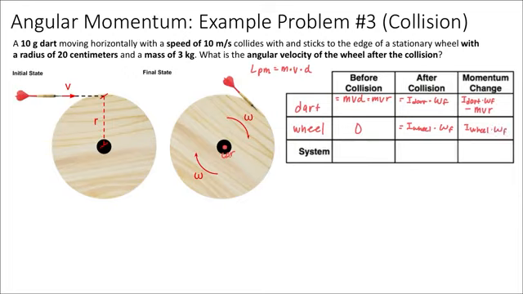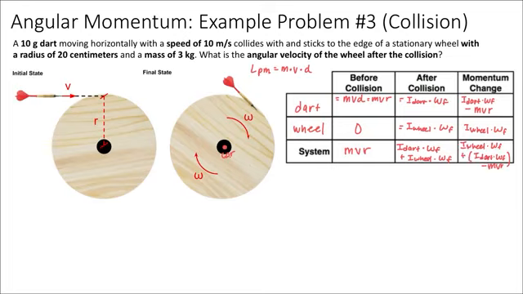Okay, and so if you add up the momentum of the system, remember the system's momentum is the momentum of each object before and after. We just add them up. So before the collision this would just be mvr plus 0, which is just mvr. And then after the collision, that's going to be equal to the moment of inertia of the dart times the angular velocity of the system plus the moment of inertia of the wheel multiplied by the angular velocity of the system. There we go. And then, again, the momentum change here would be these two terms added together. I won't necessarily worry about that one too much, but I'll write it out for the sake of example.